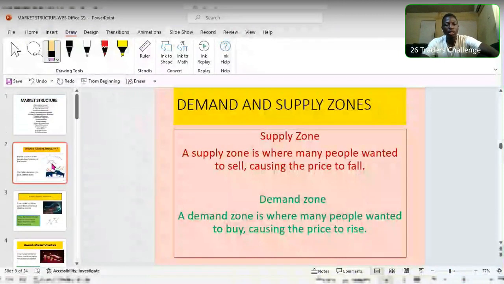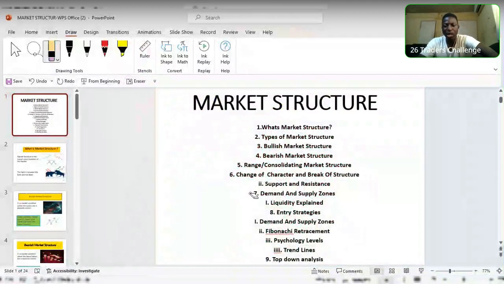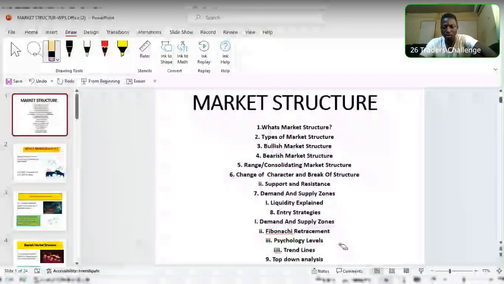Based on our slide, what topic was I supposed to talk about after demand and supply? I'm talking about liquidity explained. All right, liquidity. Let's keep this for now. I didn't really write anything on this. Let's keep this for now.